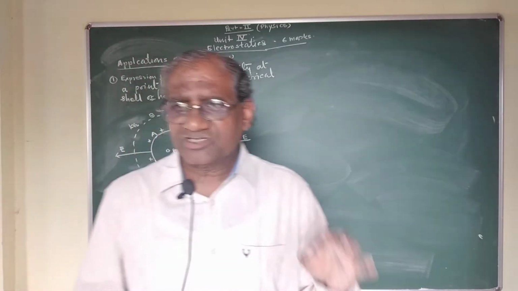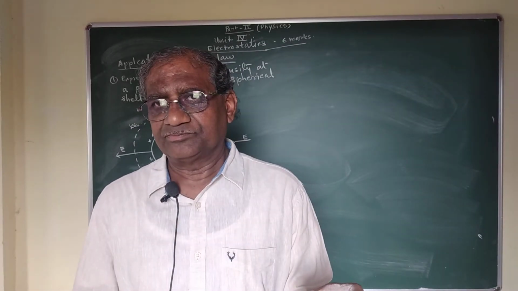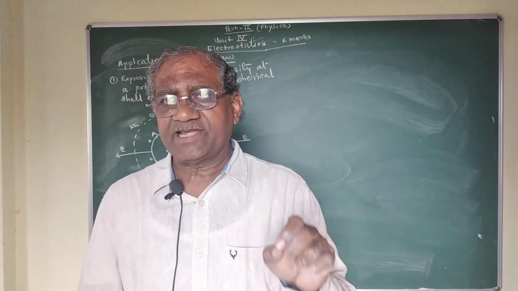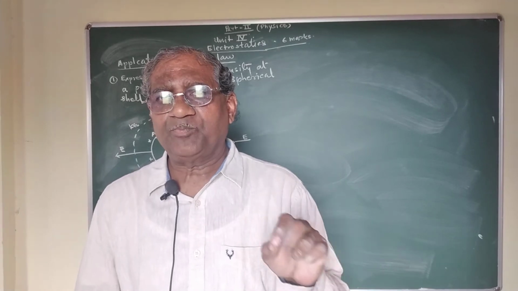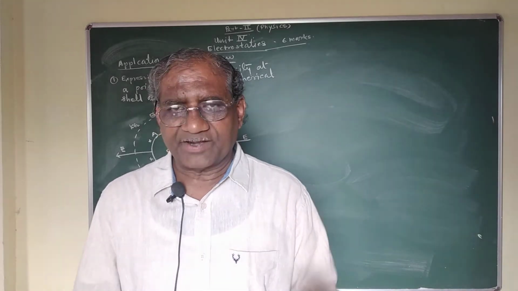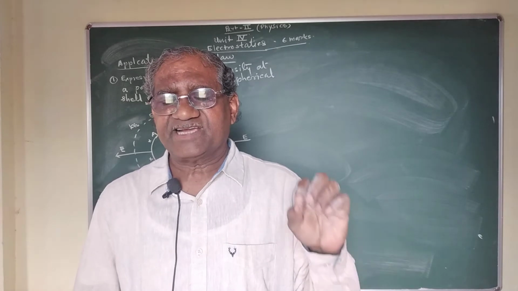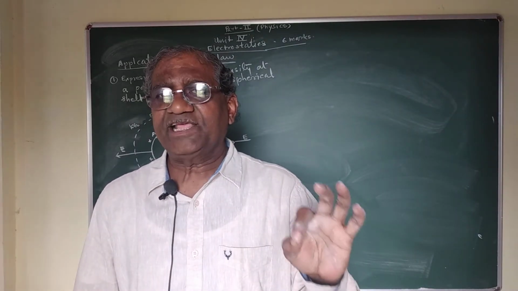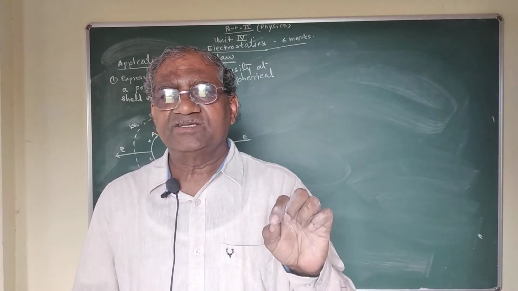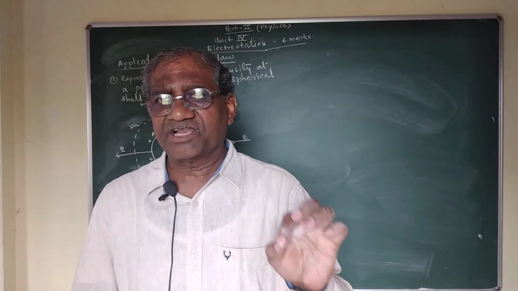For this purpose, you must know the Gauss theorem. Now we have to use this Gauss theorem to obtain the expression for electric intensity at a point outside the charged sphere. This is one of the applications. The second application is to obtain the expression for electric intensity at a point outside a charged conducting wire, which we call a charged circular cylinder.